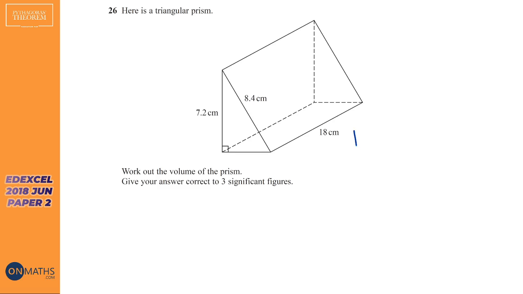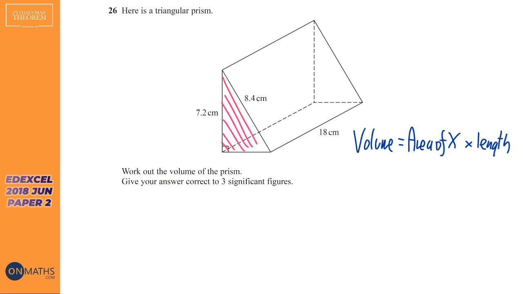So the volume of a prism is going to be the area of cross section times the length. So it's the area of the shape facing you times the length. So what that means on our diagram is we need to work out this area here. This is the cross section. So those of you who are on it will know that's a triangle. And then we need to times it by the length, which is this one. So we need to times it by how 3D it is. So that's the length there.